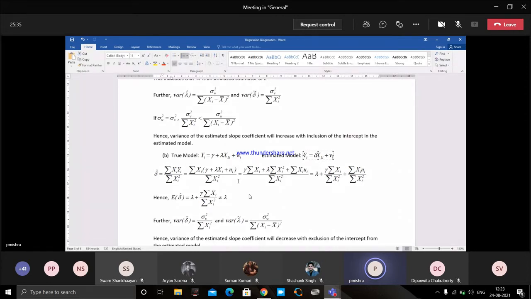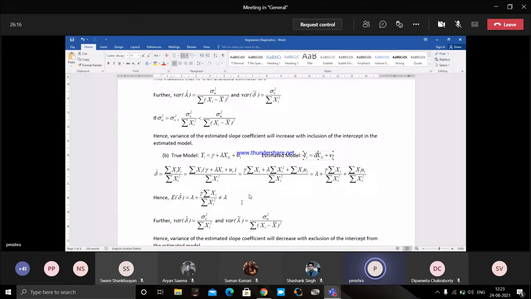And the mathematical expectation of this additional component is not equal to 0. And in the process, the expectation of delta hat is not equal to lambda. So the expectation of delta hat not being equal to lambda means that with exclusion of the intercept, we are not getting an unbiased estimator of the slope coefficient. Now the OLS estimator of the slope coefficient will become biased.